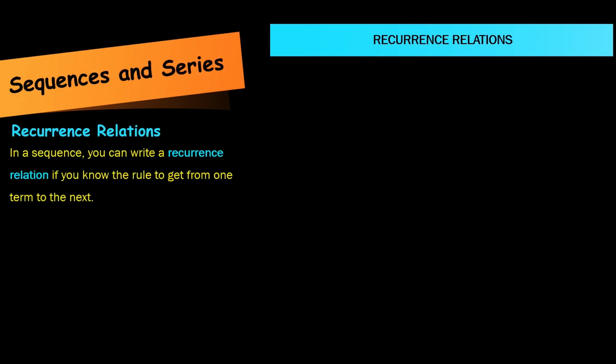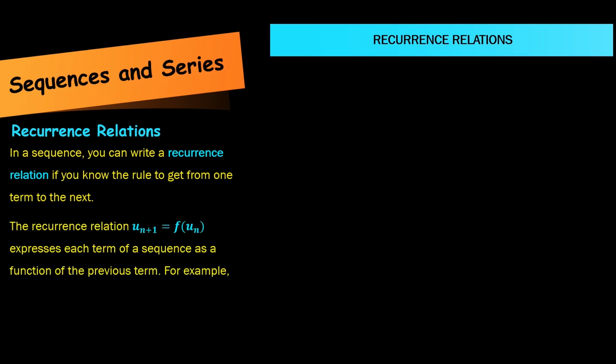In a sequence, you can write a recurrence relation if you know the rule to get from one term to the next. The recurrence relation u(n+1) equals f of u(n) expresses each term of a sequence as a function of the previous term.